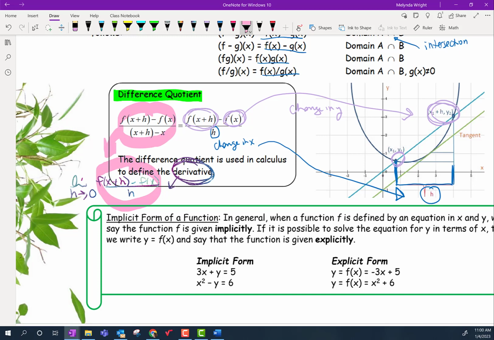Okay, that part of the definition of the derivative is what we're looking at today: the difference quotient, and just the algebraic parts to do with the difference quotient. We're not going to go into limits. That's where we go into calculus. We're just looking at the algebraic portion.